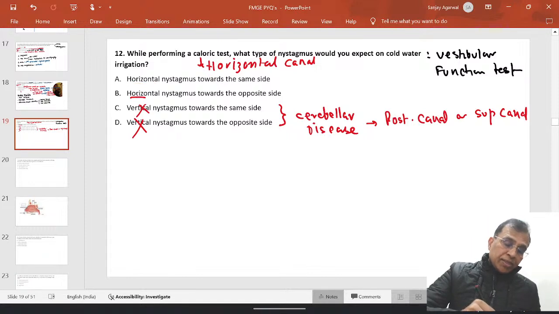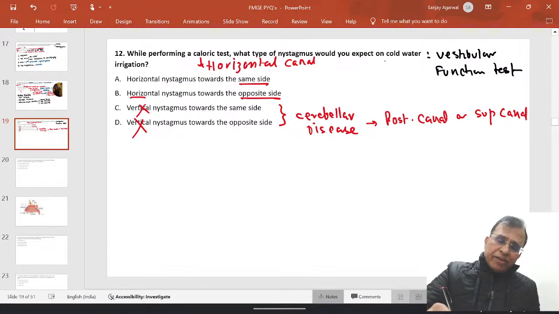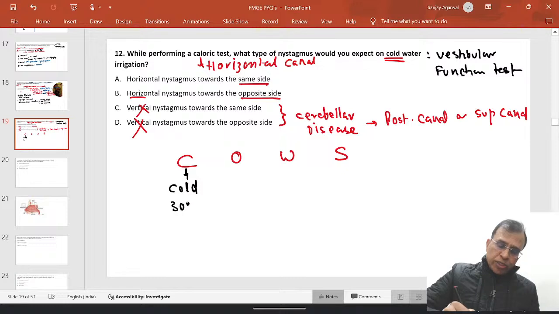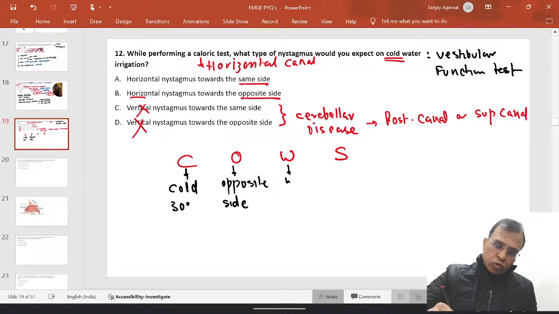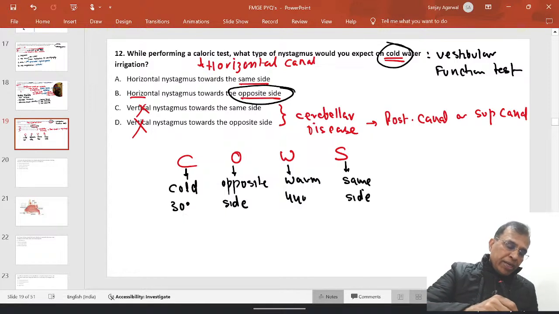Okay. Now comes the answer: will the nystagmus be to the same side or the opposite side when you syringe with cold water? And this I think everybody knows. The mnemonic is called COWS, which is given in every ENT book. C stands for cold water, which is 30 degrees usually, and O stands for opposite side. So with cold water, the nystagmus will happen to the opposite side to the ear that you syringe, and W stands for warm water, which is 44 degrees, and S stands for same side. So with cold water, opposite side; warm water, same side. Because it's cold water, it will go to which side? Opposite side, isn't it? So B is the correct answer.